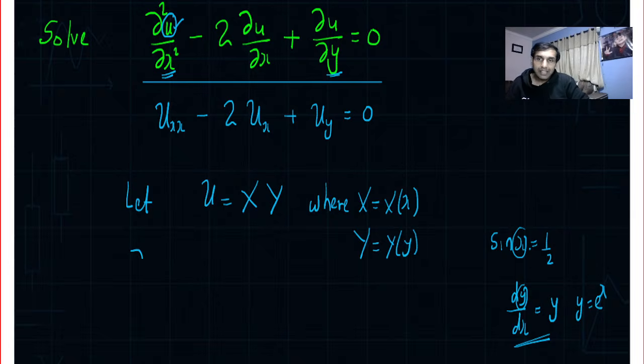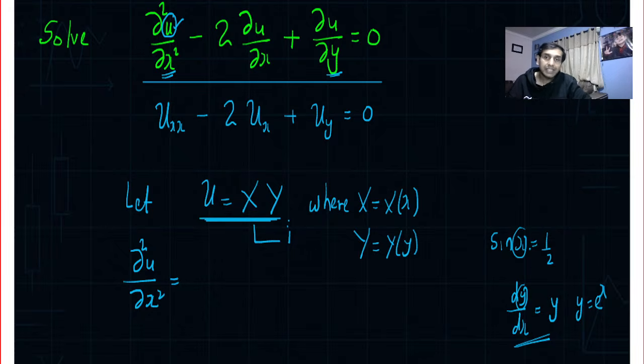Now, look at this. Del square u, by the way, let's call it equation number 1, because at the last we have to plug it here. So del square u by del x square. That means I'm going to differentiate this partially with respect to x. So that will be X double dash Y. Understand very clearly. If you understand one problem, all the problems will look alike.